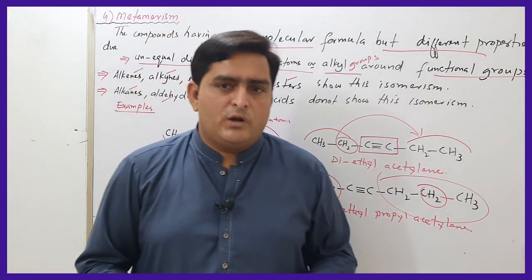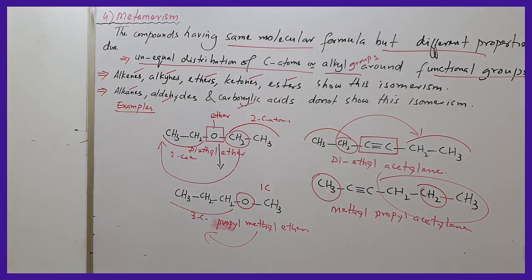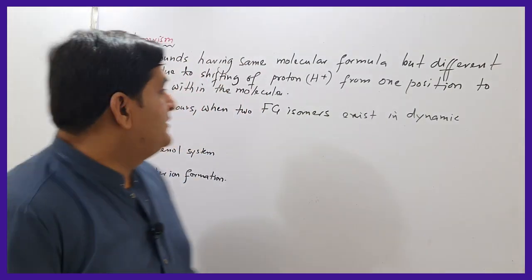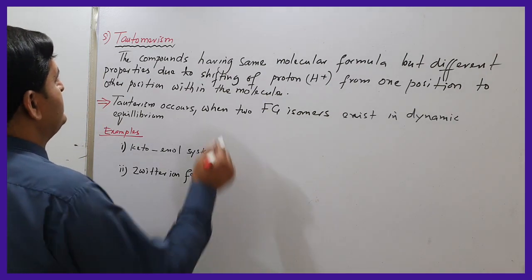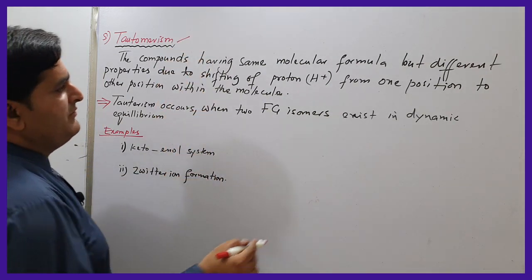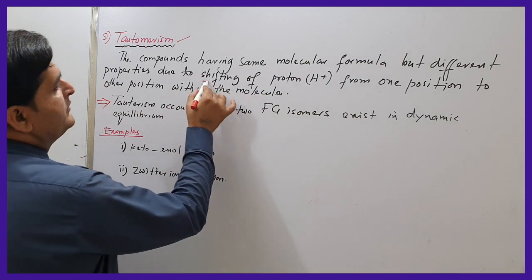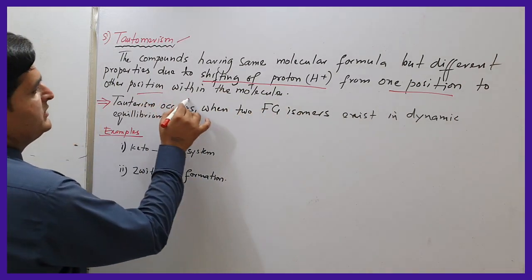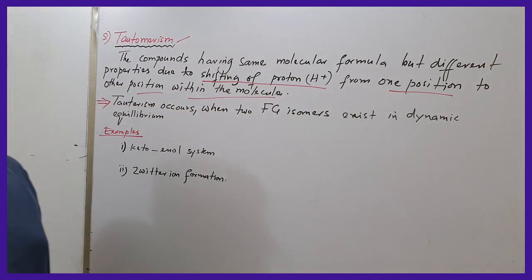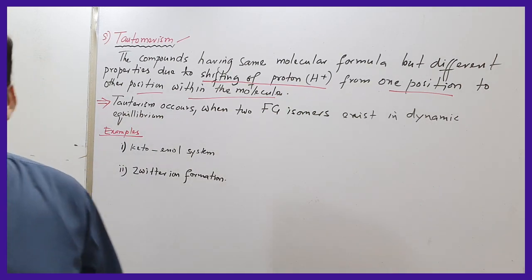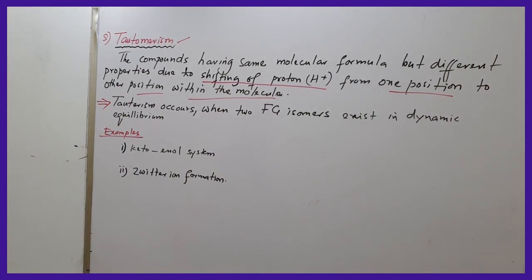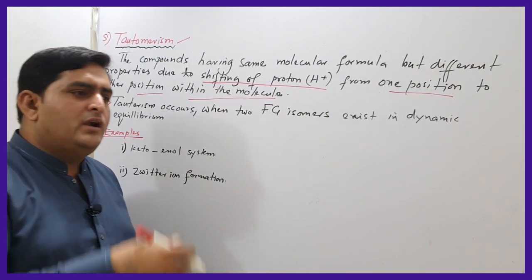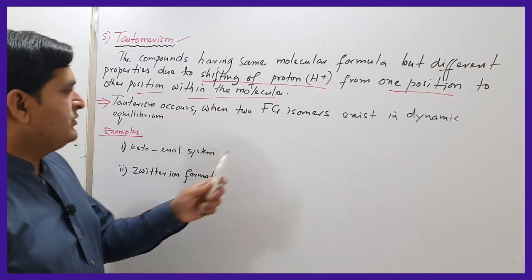So now we will do tautomerism. Here is the 5th type of constitutional isomerism, that is tautomerism. The compounds have the same molecular formula but different properties due to shifting of a proton, mainly hydrogen, from one position to another position within the molecule. It is a type of rearrangement reaction. Hydrogen is detached from one position and attached to another position within the molecule.